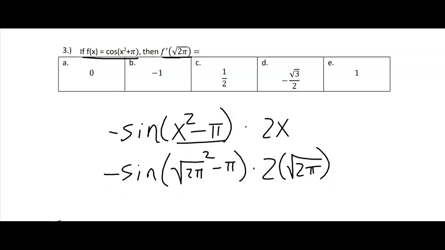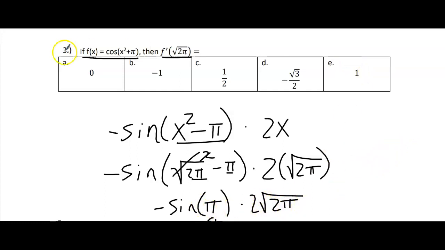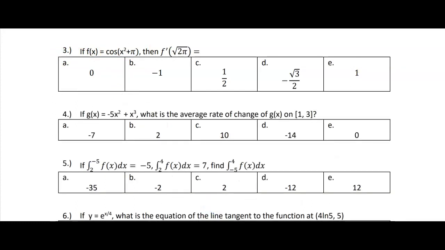And when you square the square root of 2 pi, the square root and the square cancel. And so we have 2 pi left minus pi, which is pi. And sine of pi is 0. So we have 0 multiplied by this, which is just going to be 0. So the answer on this one will be 0. Okay. So basically, find the derivative using the chain rule, and then plug in the point they give you. Move on to number 4.